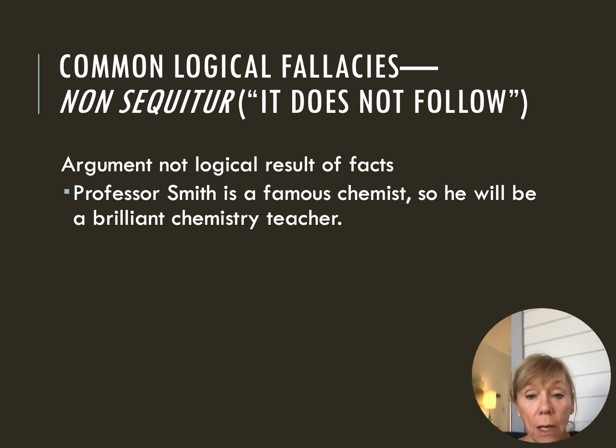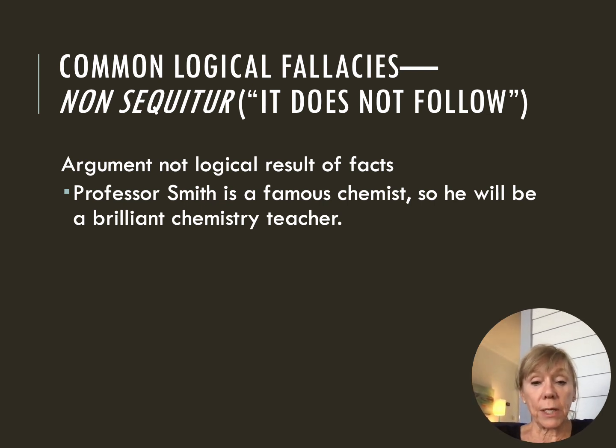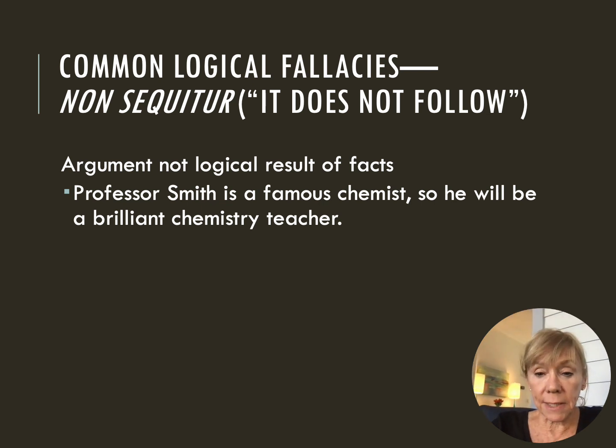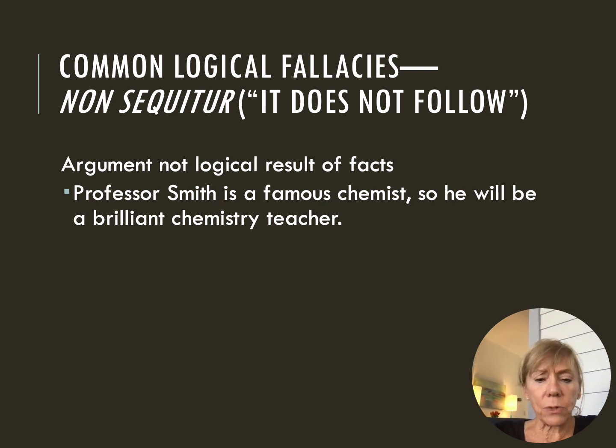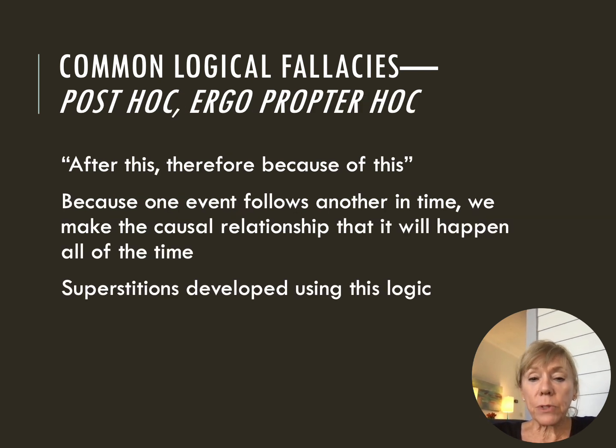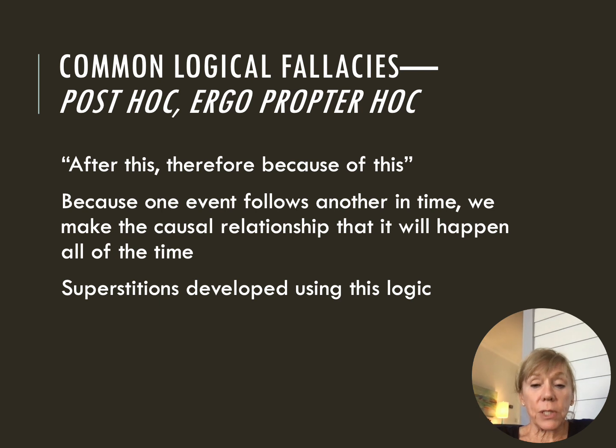Professor Smith is a famous chemist, so he will be a brilliant chemistry teacher. Not necessarily, because those two points are different. He might be great in the lab, but not so much in the classroom. Then we have post hoc ergo propter hoc: after this, therefore, because of this. This is where our superstitions come into play. We have a black cat crossing our path and we're in an accident later that day, or we walk under a ladder and have some kind of bad thing happen later. So these superstitions can creep into our quote bridges in our logic.